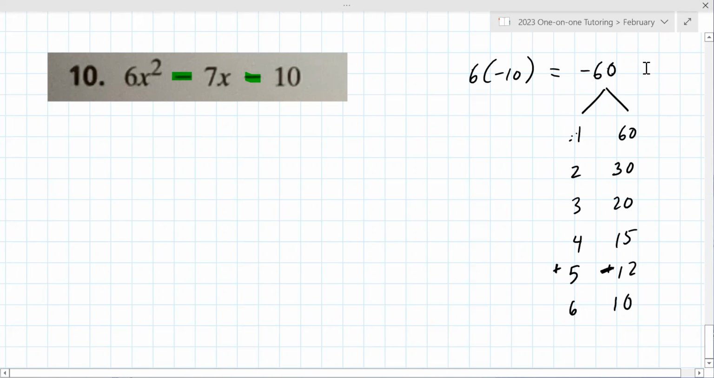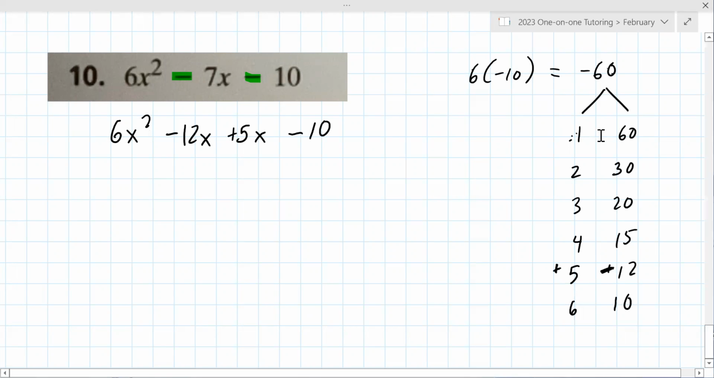Negative 5. It's got to add to negative 7, so negative 12 and positive 5. So we'll go negative 12x plus 5x minus 10. So if you have a calculator, again, please use it. I'm not anti-calculator. Just want you to get the right answers.